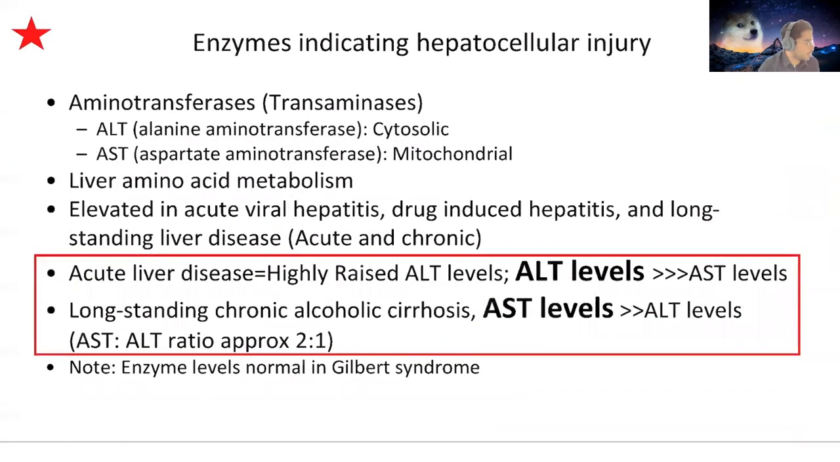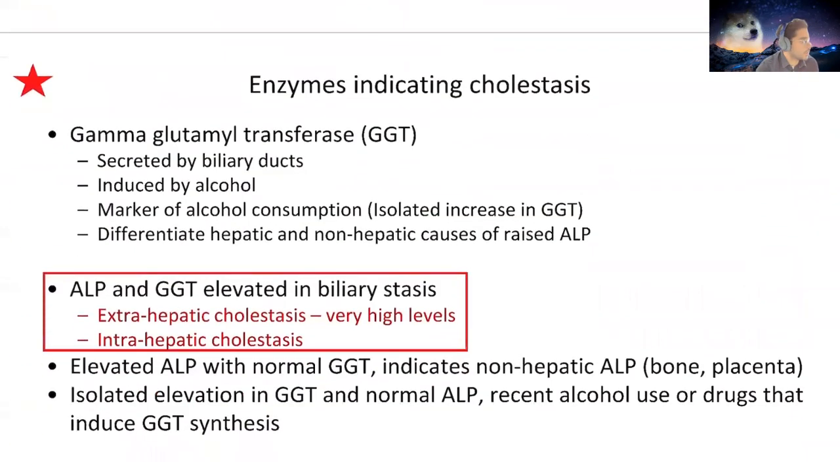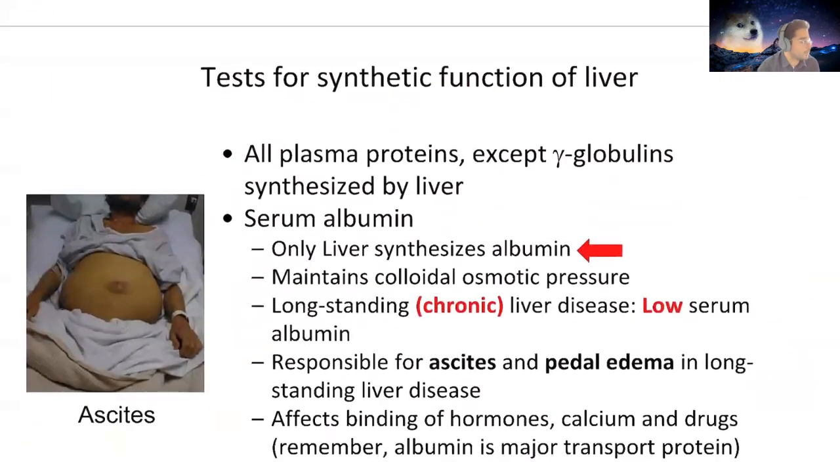Okay, you guys know this: acute liver disease, ALT, AST ratio. It's typically for these just 2-to-1, right? Long-standing chronic alcohol, AST to ALT. Know that solid, you're going to be fine. Gamma glutamyl transferase, GGT, and then ALP, GGT, right? Typically telling you it's extrahepatic cholestasis, very high levels, and then intrahepatic cholestasis.